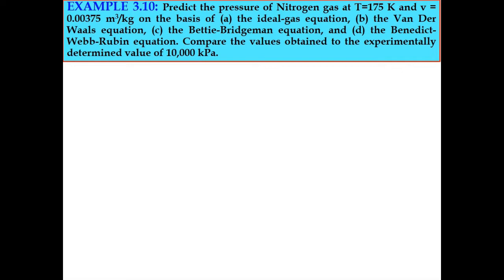Okay, so we need to compare all the pressures obtained by using the different equations of state with the pressure obtained from the experimental approach, which is 10,000 kilopascal. Data given: the substance is nitrogen gas, the temperature T equal to 175 Kelvin, specific volume v equal to 0.00375 meter cubic per kg, and P actual from the experimental approach is equal to 10,000 kilopascal.